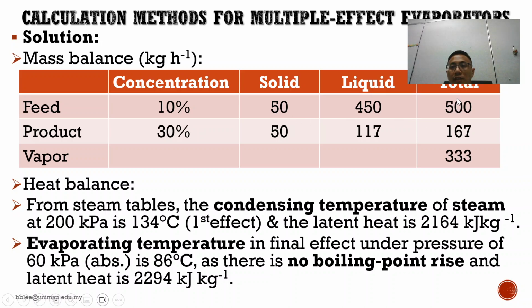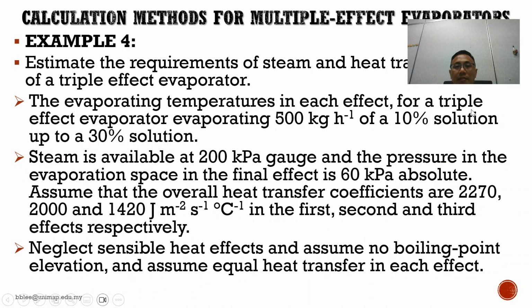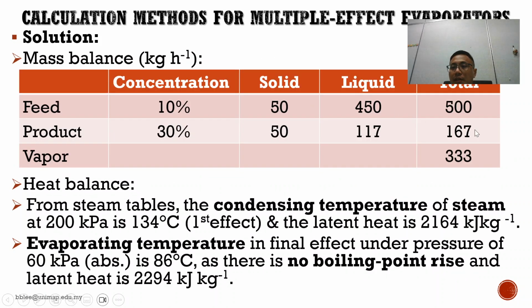So we assume total is 500, right? The stream coming in is 500 in 1 hour. Okay, so 10% is solid. 10% is actually the concentration, right? It's solid. So the liquid will be 450. 50 over the total, 50 over 500 is 10%. Total is 500, right? So the 10% coming in from the total is 50 solid.